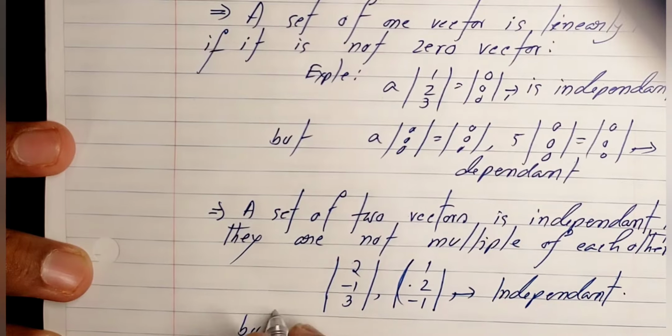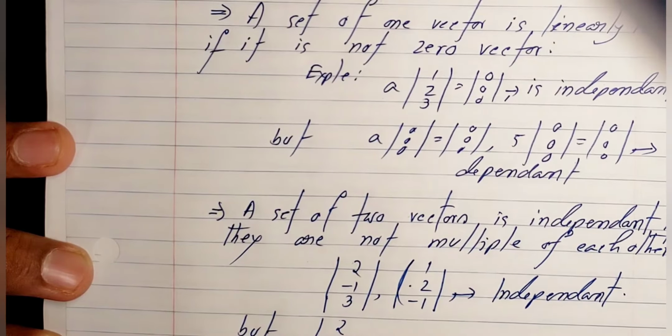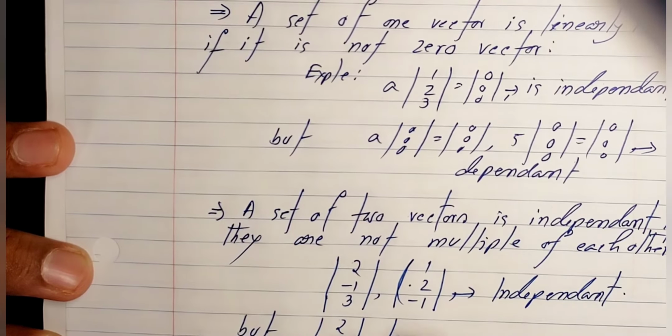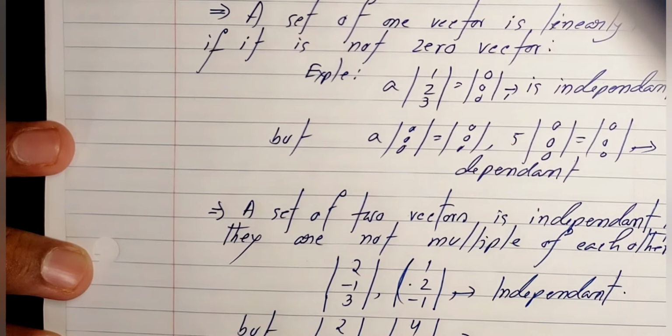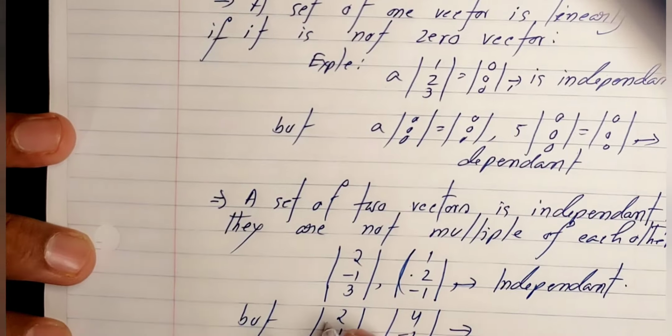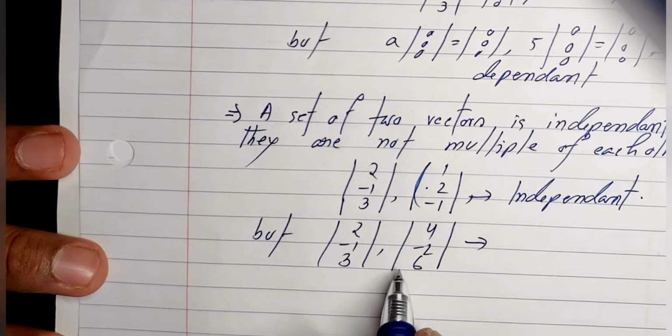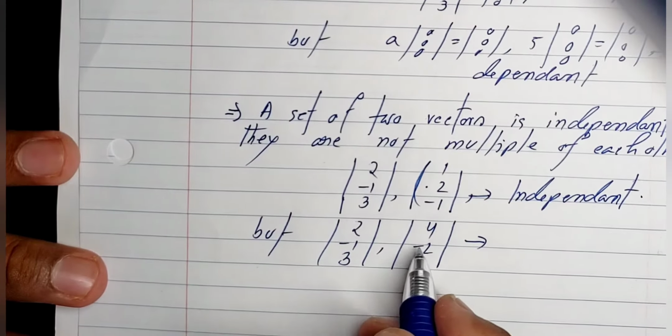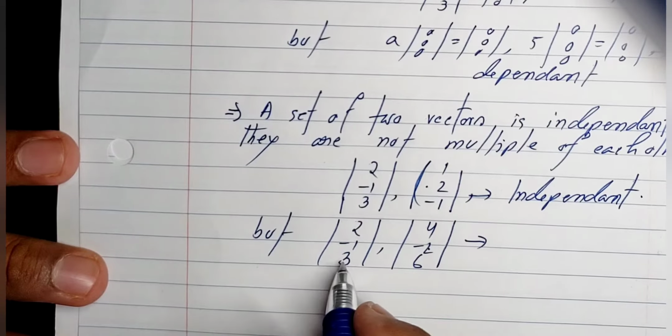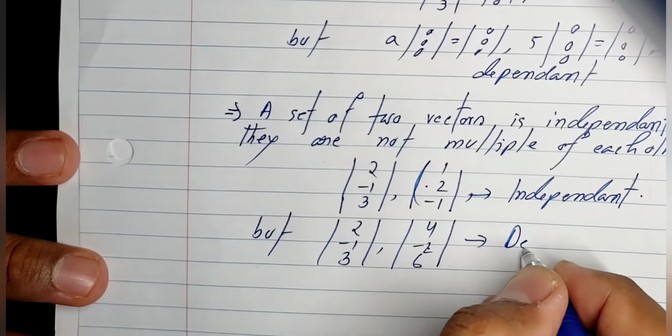But if you have the vector 2, minus 1, and 3, and you have another vector which is 4, minus 2, and 6, this is a multiple of the previous vector. If you multiply each of them by 2, you get the second vector. So this vector is a multiple of the other vector. So this is actually a dependent set.